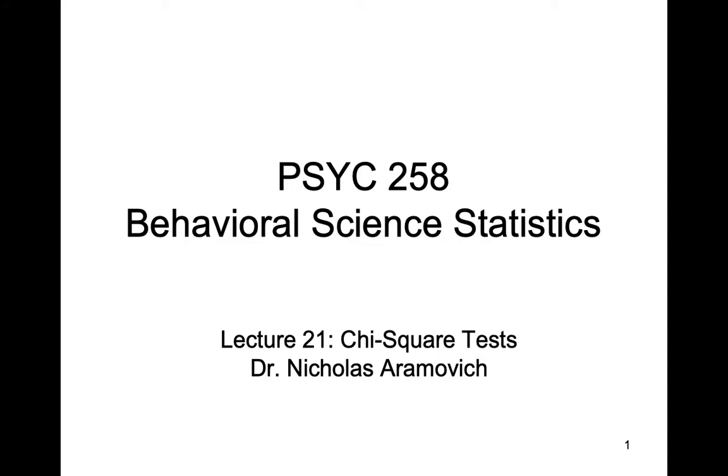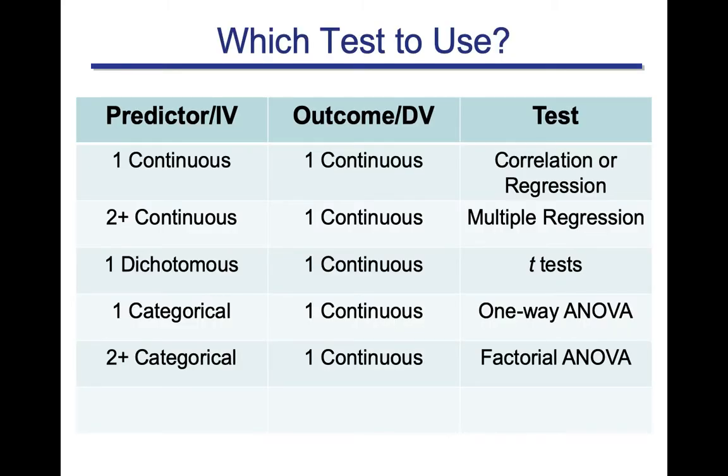Right. This lecture is on a statistic, or really two statistics that are called chi-square tests. And I think at this point in the course, it's useful to review some of the statistical tests that we've already covered.